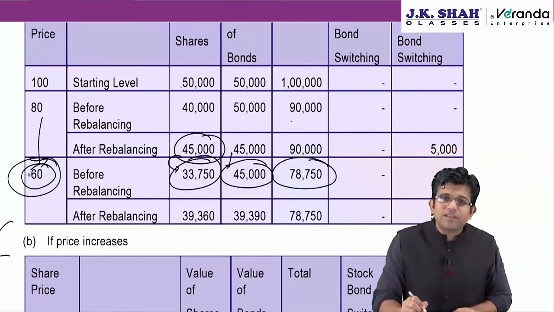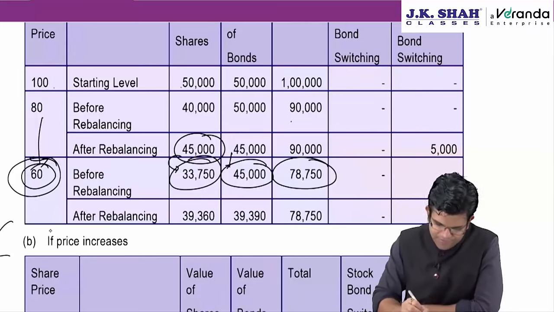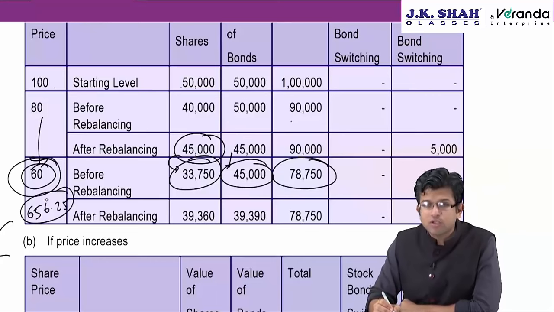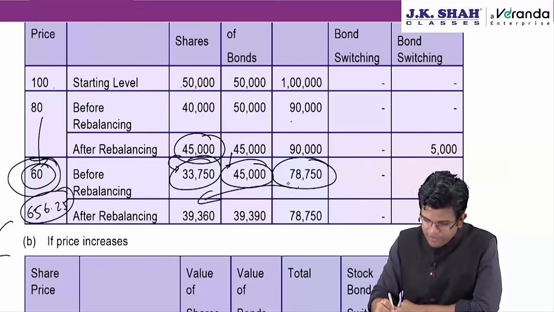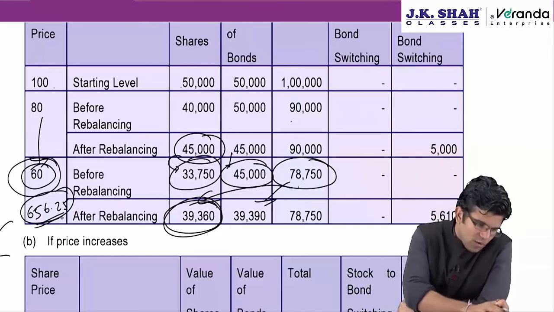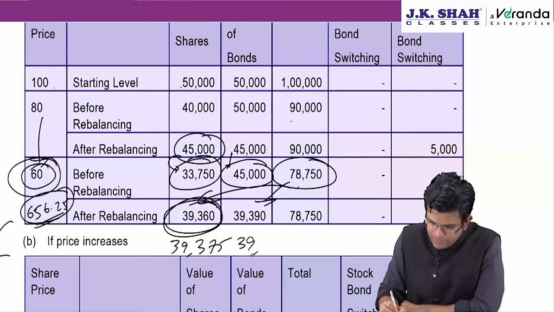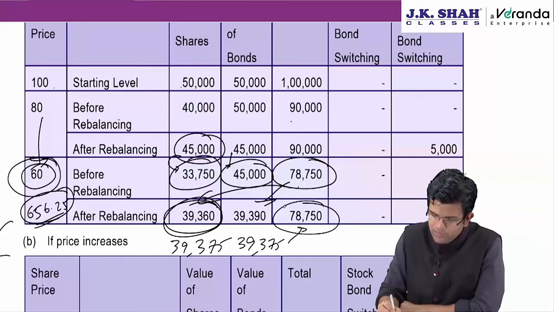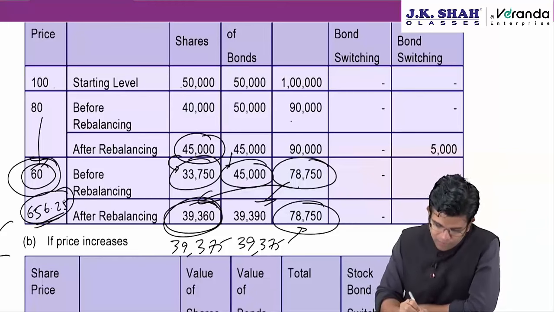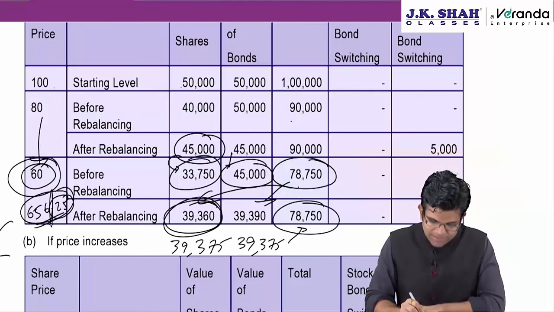Students, what is the price of one share? 60. So 39,375 divided by 60, you get 656.25 number of shares. Which means, students, if now this has to be bifurcated 50-50, the number of shares that you should have in the equity is 656.25, correct? And then the value obviously will be 39,375, and this obviously will be the other half, 39,375, and the total will be 78,750. But students, this 0.25 share will not be available outside. So what we will do is we will only take 656 shares.